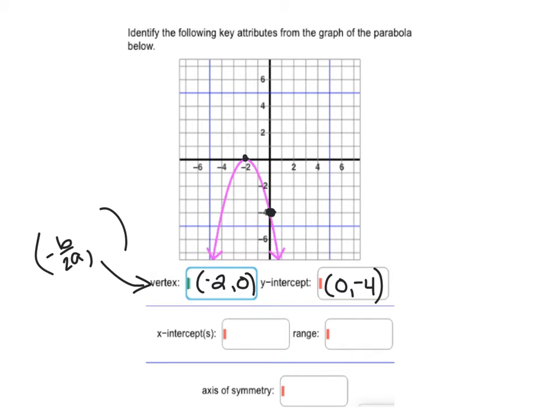The x-intercepts, sometimes there's two of them. This particular one has just one. It happens to also be the vertex.